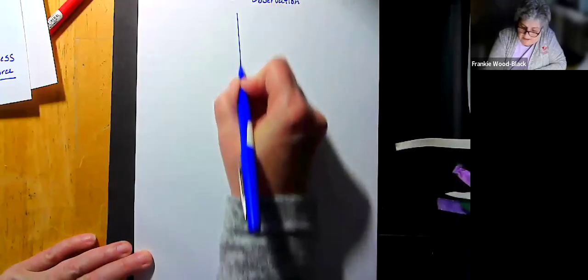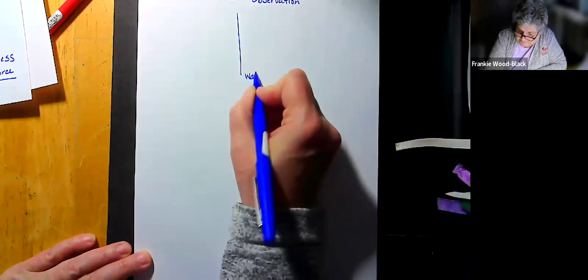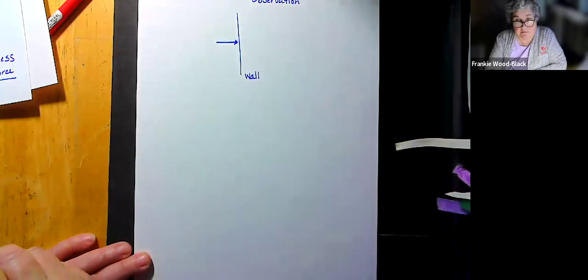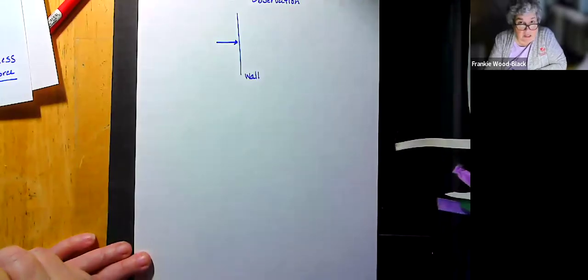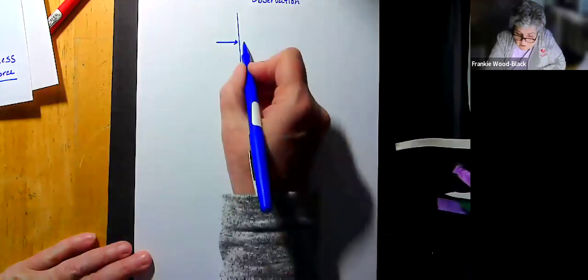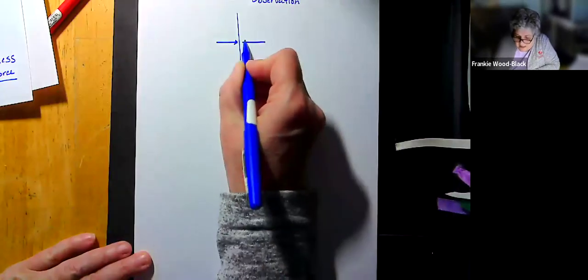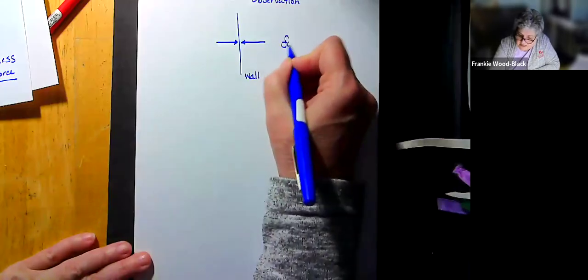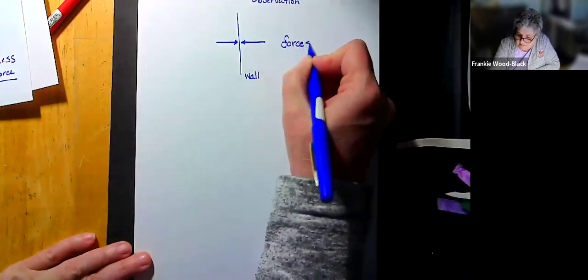I have a wall here, and I'm pushing on the wall. The wall's got to do one of two things. It's either got to move because there's a force that's being applied to it, or it's applying a force back. And what this means is that forces come in pairs.